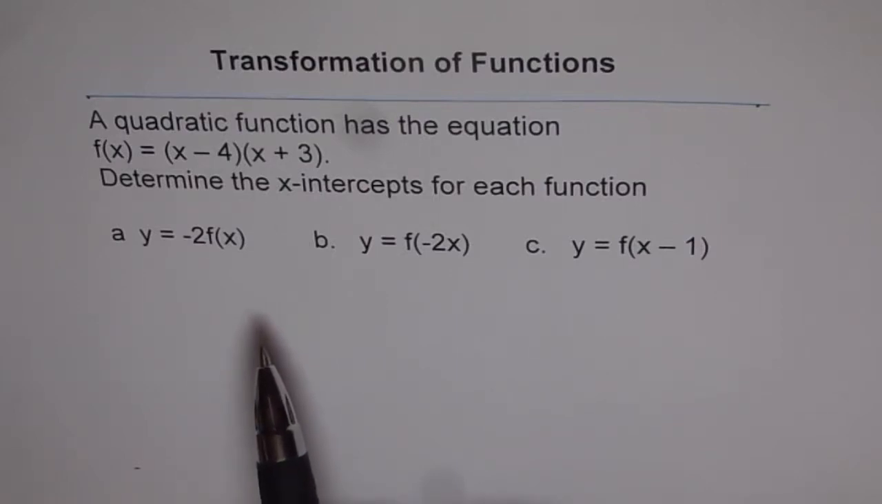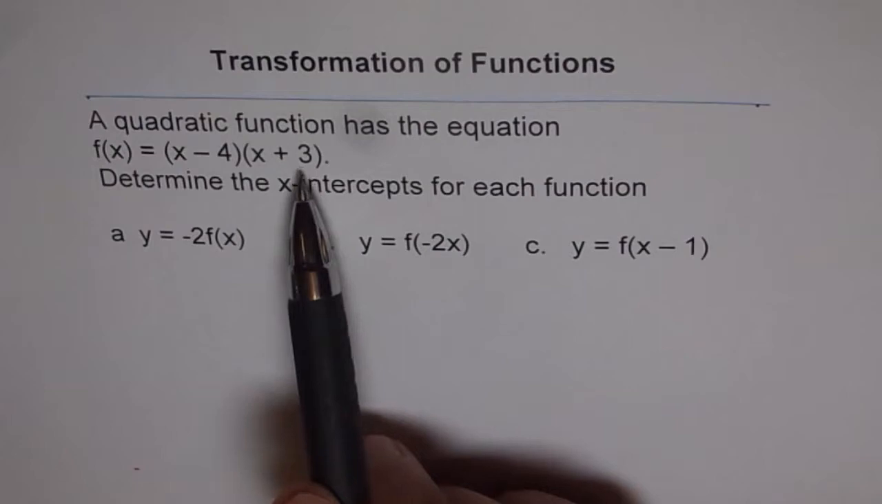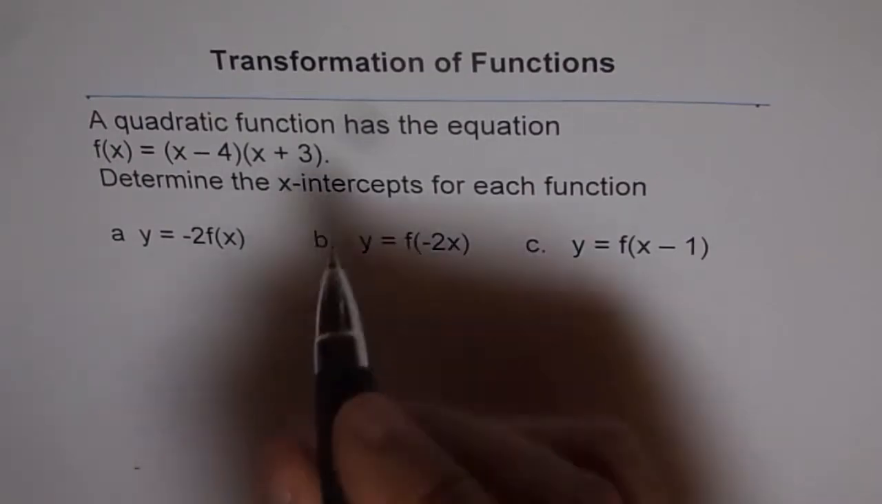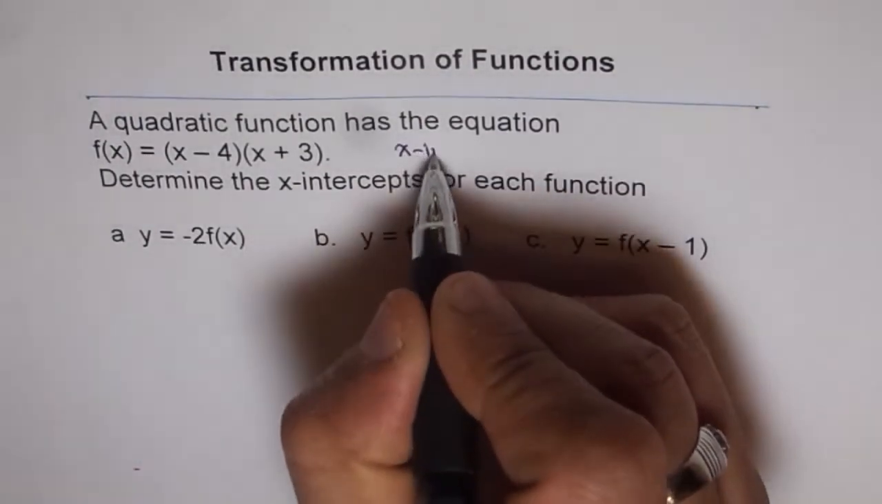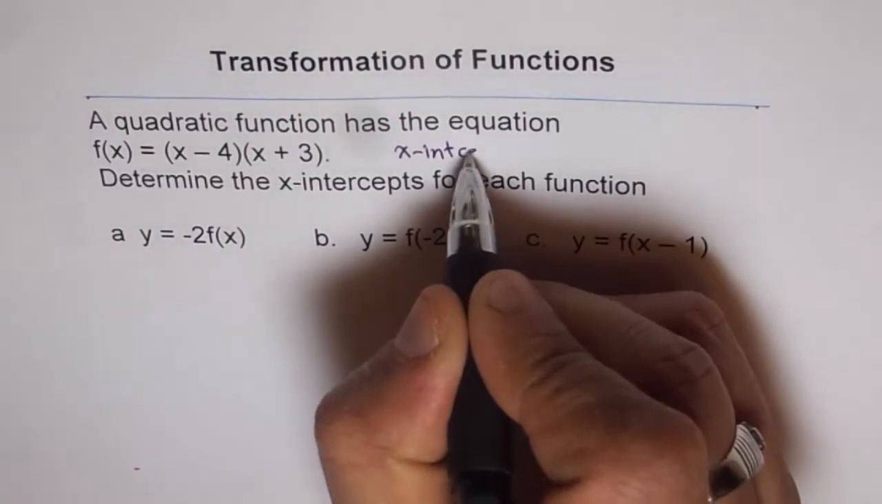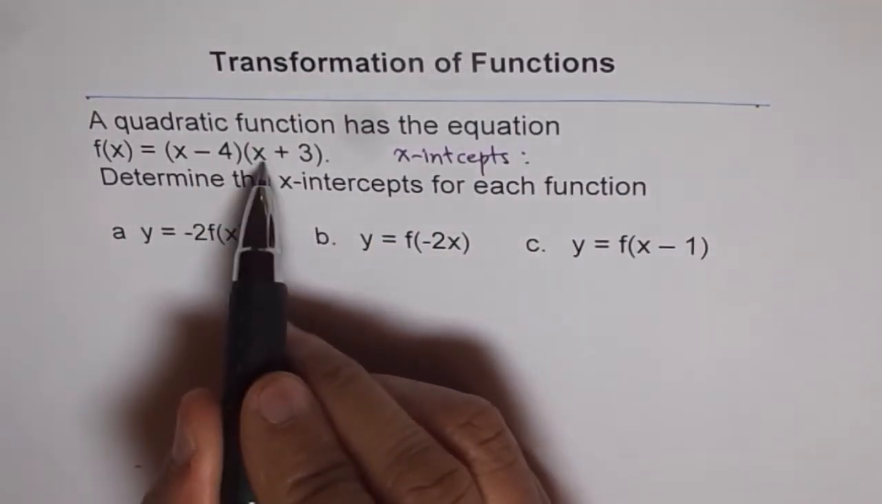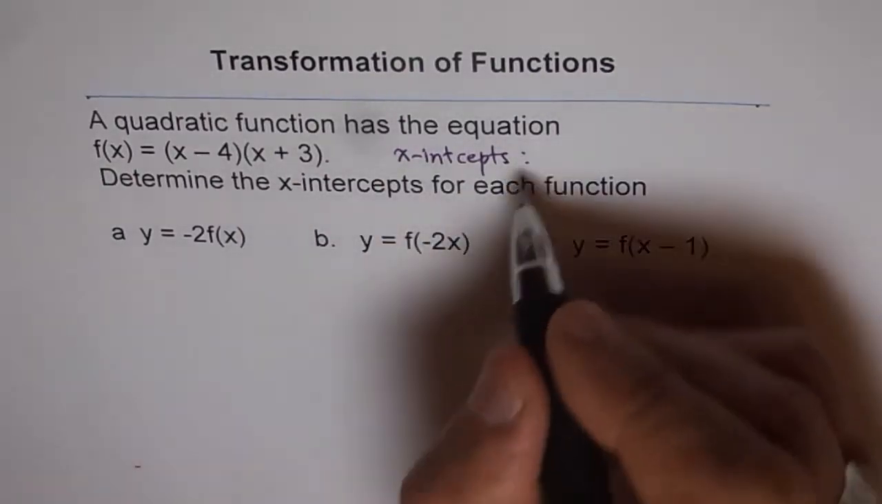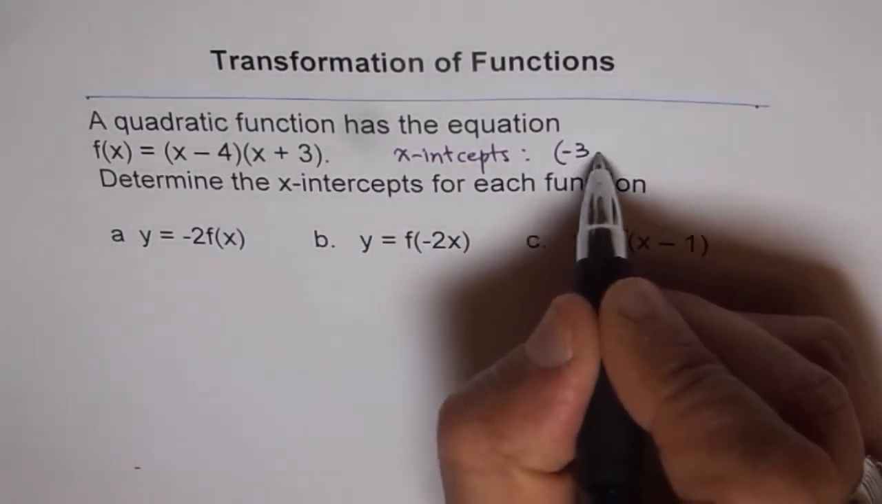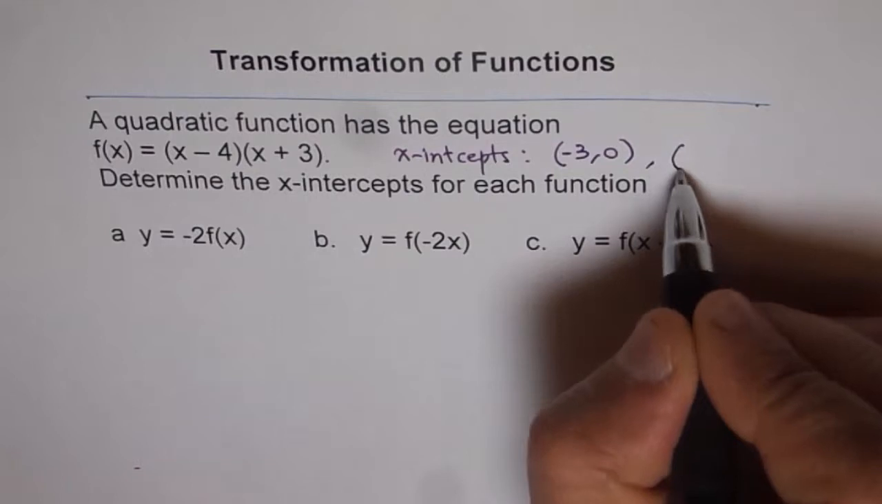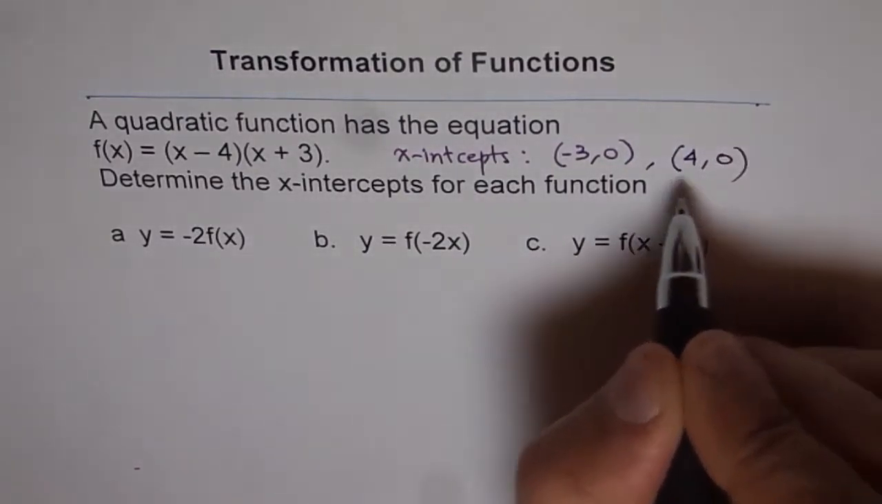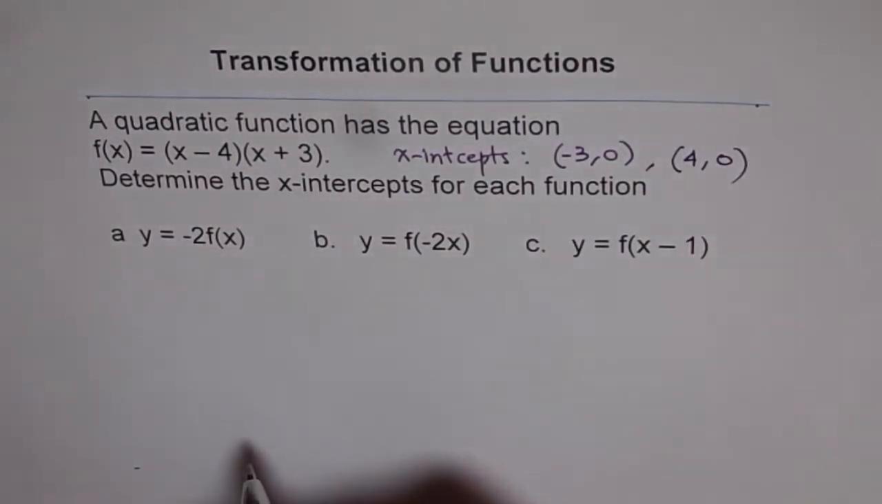Now to answer this question, let's first find the original x-intercepts. So the x-intercepts for us are at x = 4 and x = -3. Let me write them down as (-3, 0) and (4, 0), right? So these are the two x-intercepts.